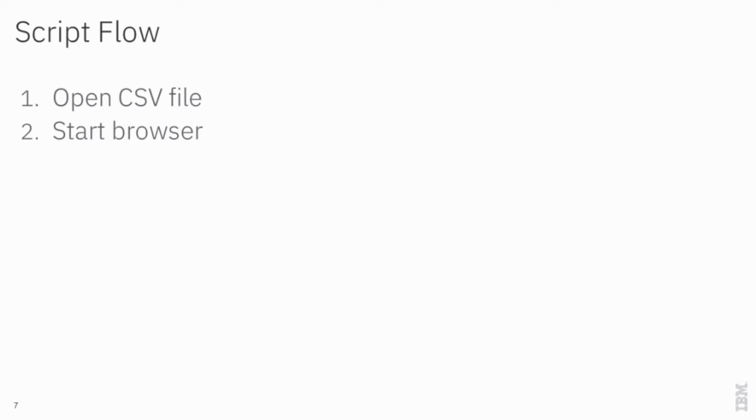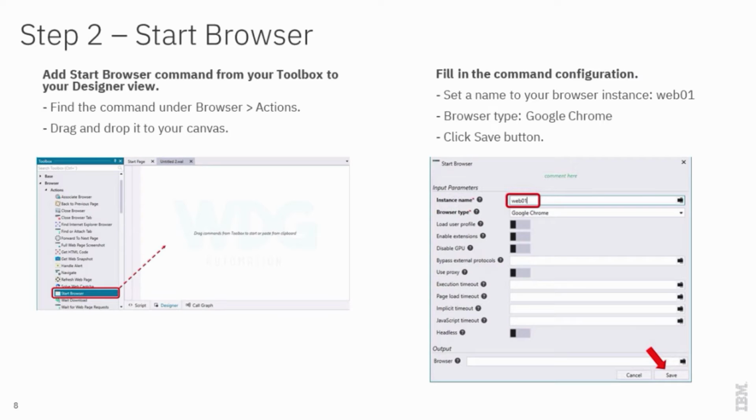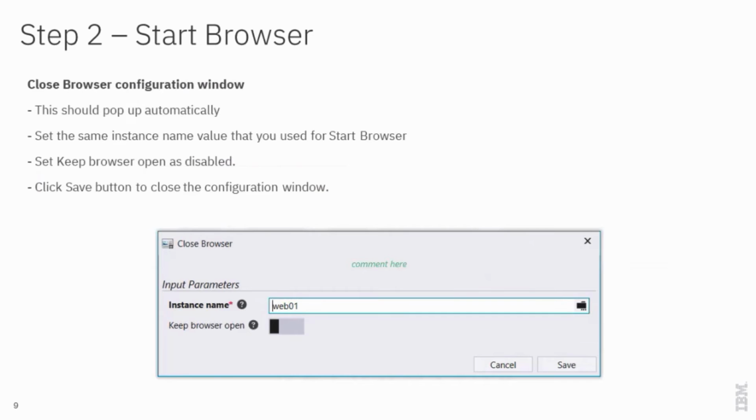After opening the CSV input file, what the bot needs to do next is to start a browser instance. The command that we look for here is called start browser. Again, we drag it into the script and then specify a name for the web instance. In this case, I'm using Google Chrome. The studio will auto pop up this close browser command. Simply specify the same instance name and save. Now let's try it on the studio.